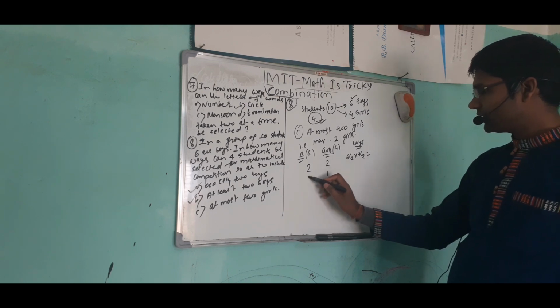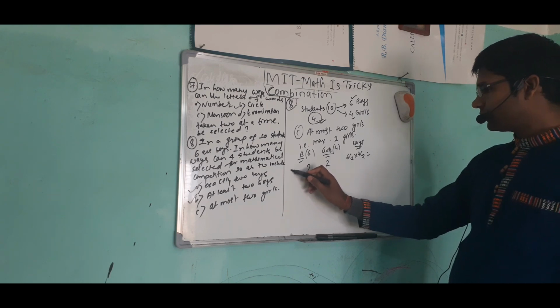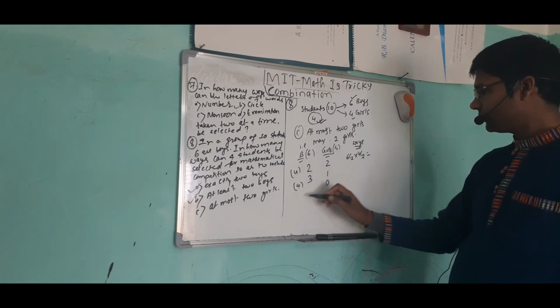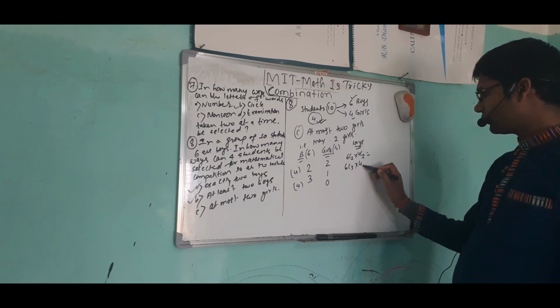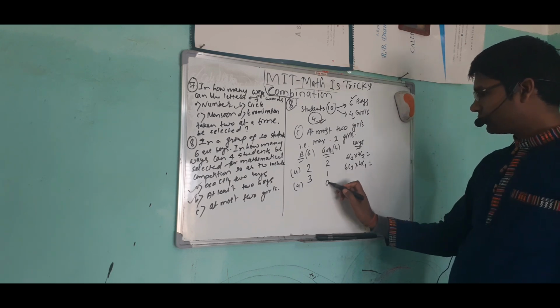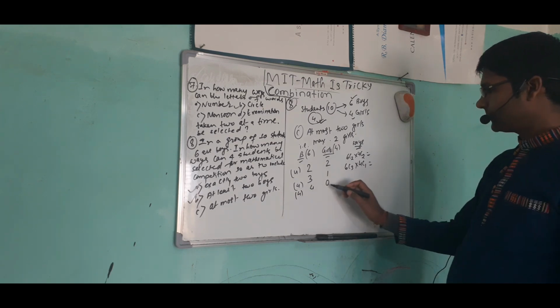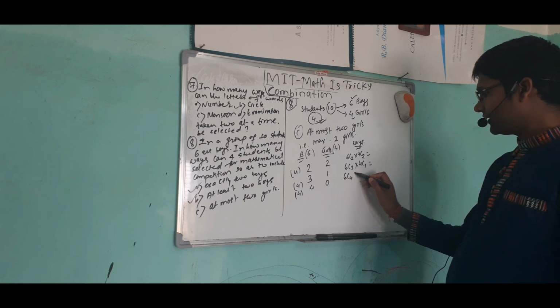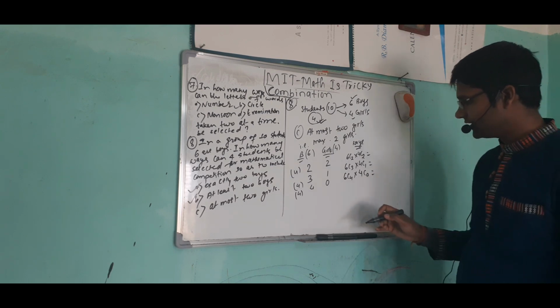Now 1, then 3 should be there, because altogether we have to get 4. So out of 6, 3 should be selected. Out of 4, 1 should be selected. Now 0 means 4, because altogether we have to get 4 students. So 6C4 into 4C0. Let's calculate the value and write here.